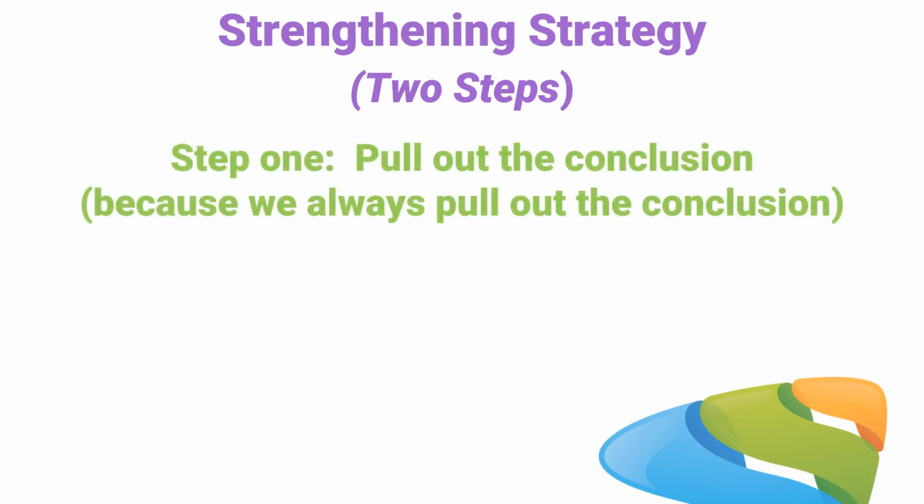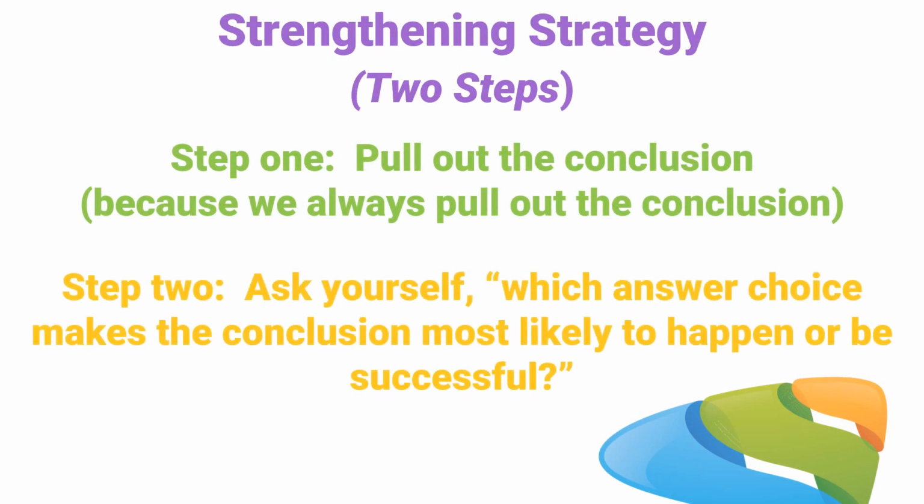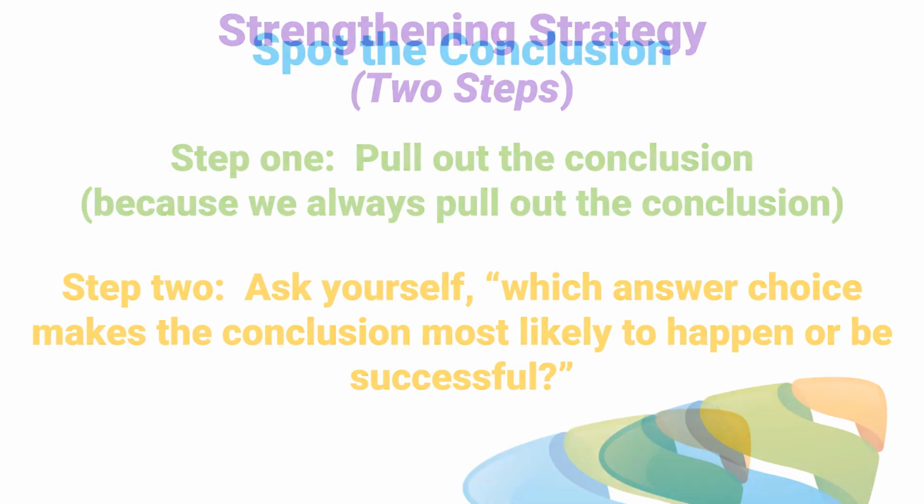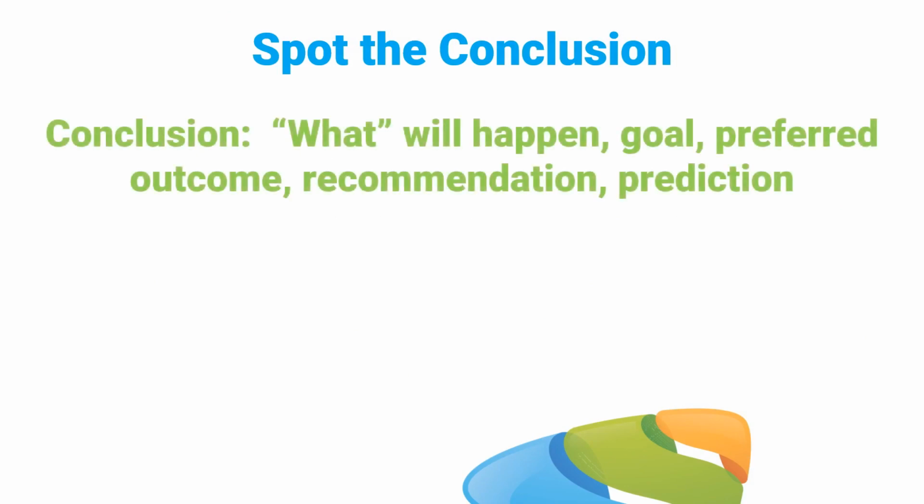Okay, let's go ahead and tackle those critical reasoning questions. The secret for nailing strengthening questions is really pretty simple. First, pull out the conclusion, because we always pull out the conclusion, and then ask yourself which answer choice makes the conclusion most likely to happen. We're looking for reasons why the conclusion will be successful. When you're looking for the conclusion, you're looking for what you want to have happen. It's the goal or the prediction or the preferred outcome.